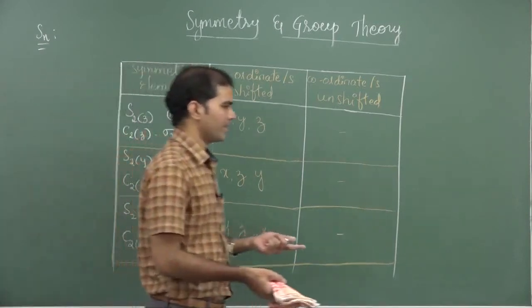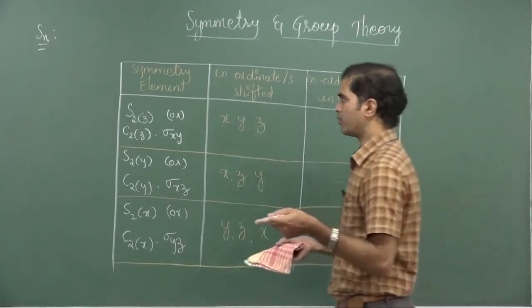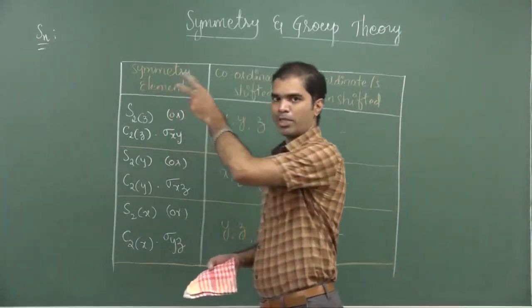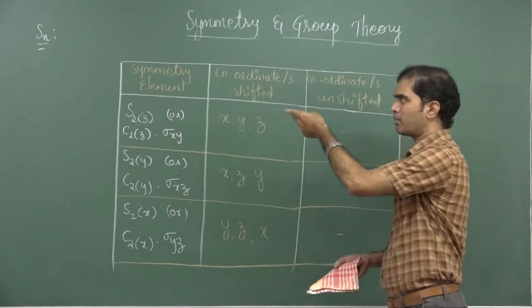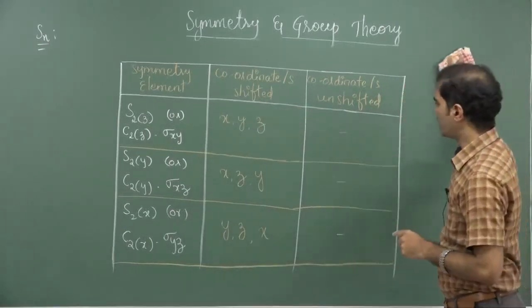In rotation we have seen two coordinates are shifting. In plane we have seen one coordinate is shifting. In Sn, which is a combination of both but with a perpendicular plane, we are seeing that all the coordinates are being shifted. No coordinate is left unshifted.